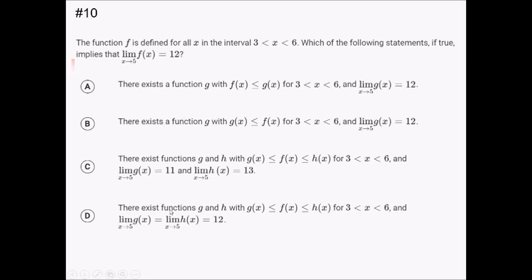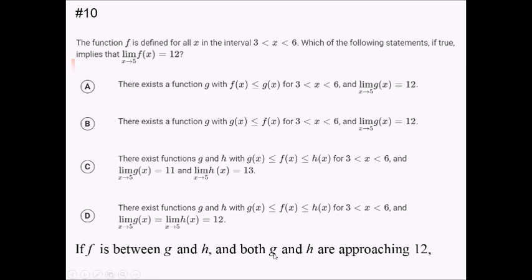So let's look at the last one. We've got g and h again. F is still between them. This is good. And then they're saying that the limits of g and h are both 12. Well, now we're talking. If f is between g and h, and both g and h are approaching 12 at the same x value, then at that x value, by the squeeze theorem, f must also be approaching 12. So D is the answer choice we're looking for on this one.